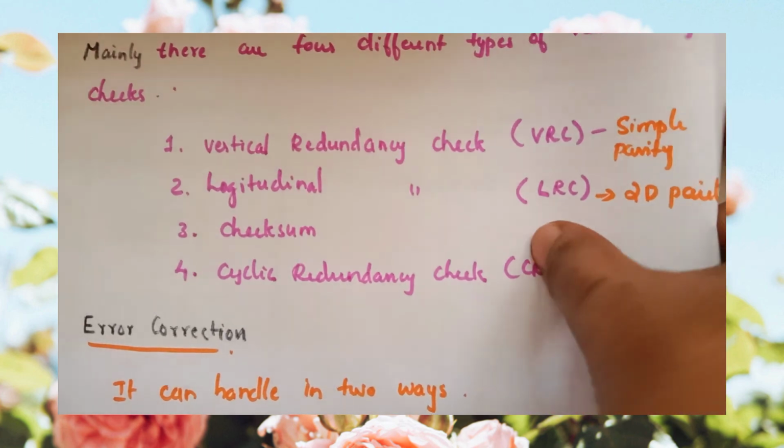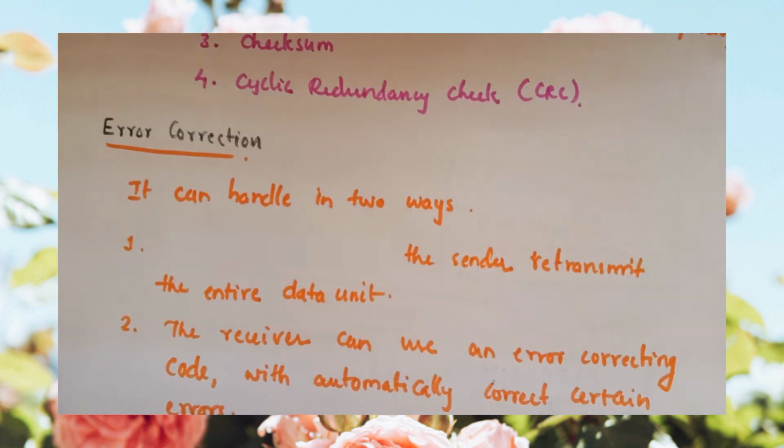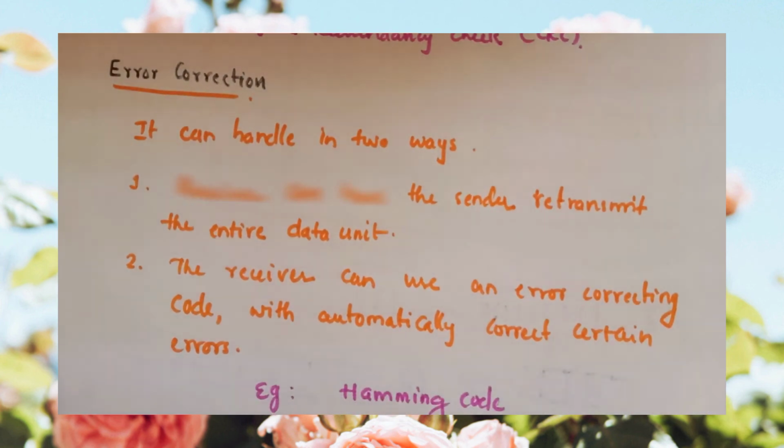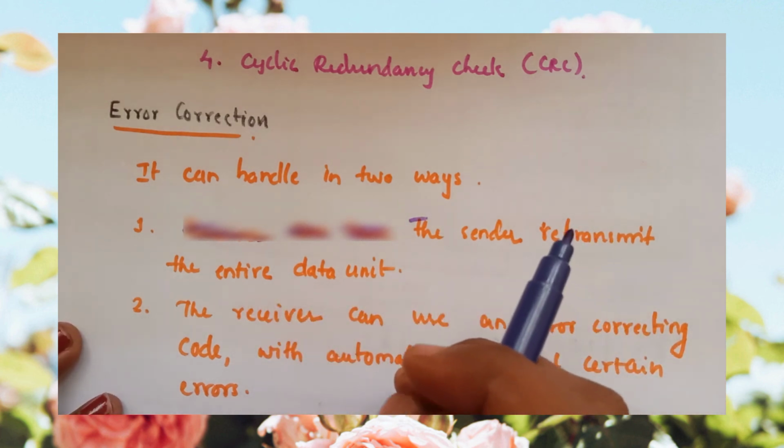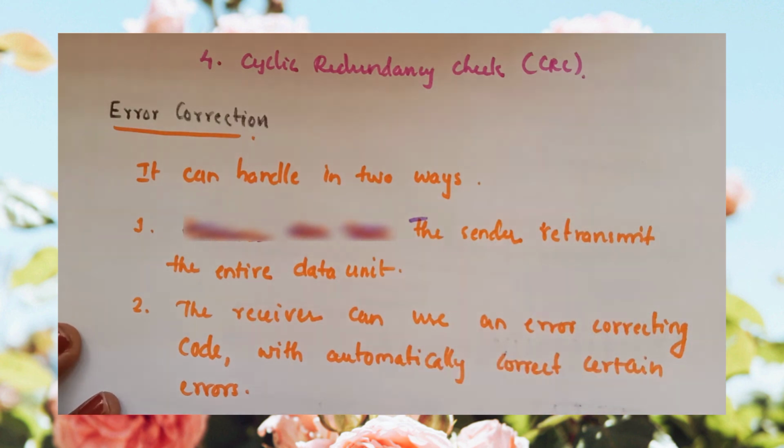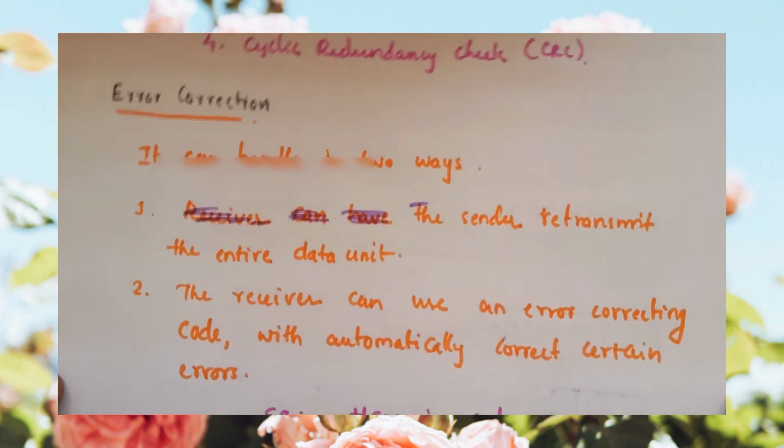Next is error correction. After detecting the errors in the message, that means the receiver knows there are some errors in the message, the receiver can correct them, and then only can he read the original message. There are two methods for handling error correction. The first method is that the sender retransmits the entire data unit. That means once the receiver receives a message and identifies that there are some errors in it, the receiver informs the sender to resend the message. Then the sender retransmits the entire data unit.